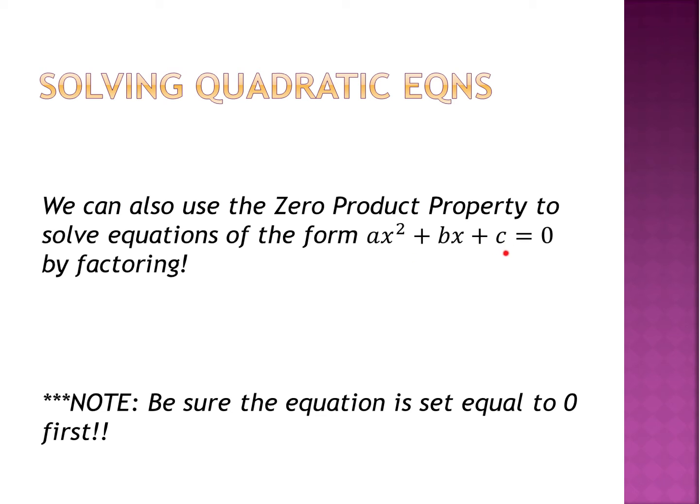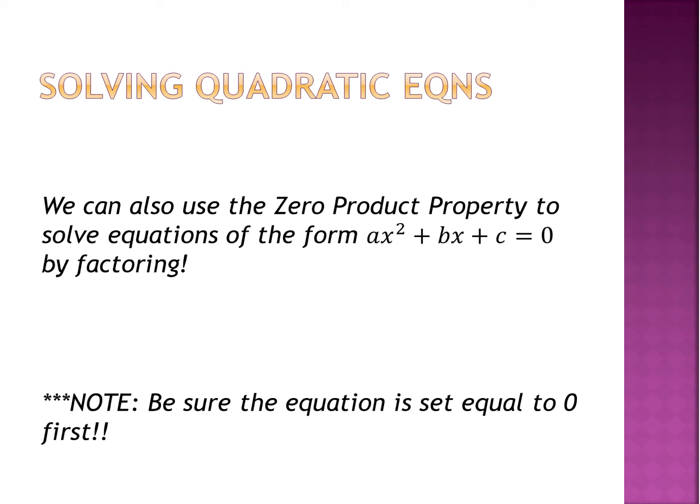If it's not in standard form, we're going to make it in standard form, and we'll talk about that here in a minute. And then once we have something in standard form, we can go ahead and factor it and set those factors equal to 0 by using the zero product property, and we can find our x-intercepts then.